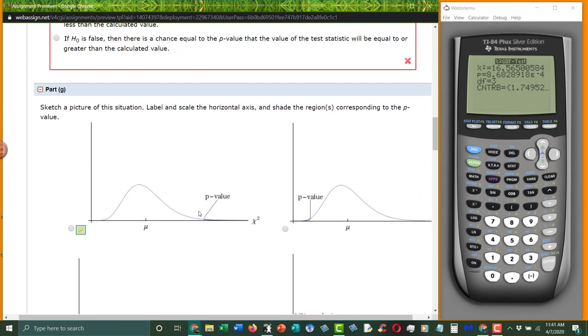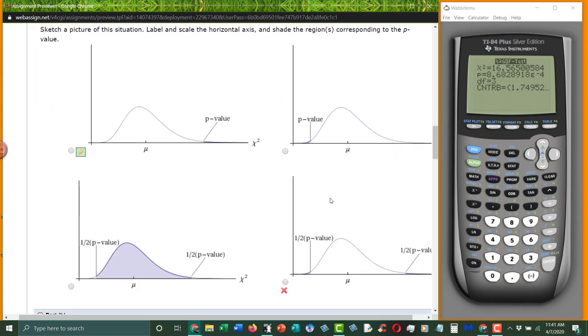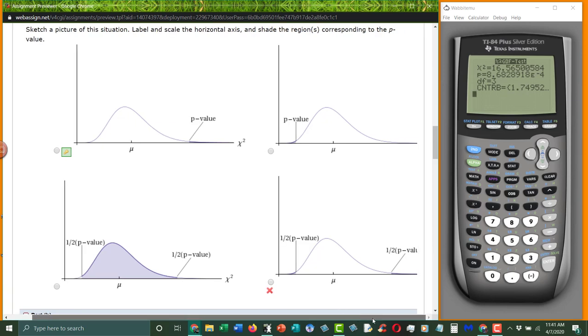Part G, sketch the graph. If we want, we can sketch the graph, but we don't really have to, because the chi-square test is a skewed graph, and it's always going to be on this side. So it's always greater than. This is what your graph will always look like. It doesn't matter. We're not dealing with less thans. We're not dealing with betweens or not equal tos. It's always, is it greater than that value? So it's always going to be that one.